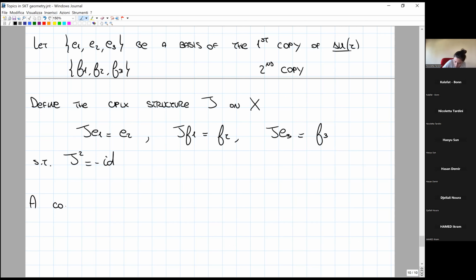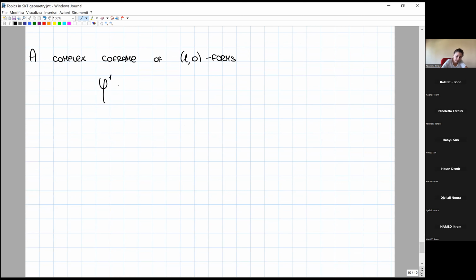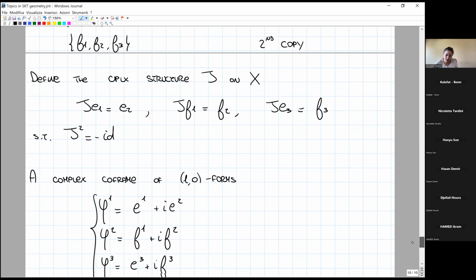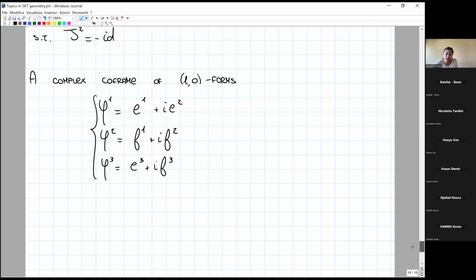And a complex coframe of 1-0 forms is given by the following. Define phi 1 as E1 plus i E2, phi 2 is F1 plus i F2, and phi 3 is E3 plus i F3. According to this definition of J, these are 1-0 forms.